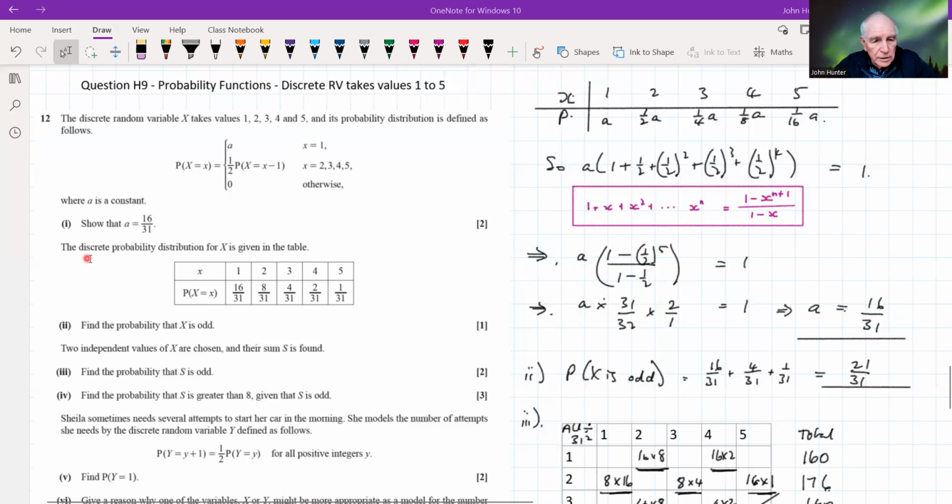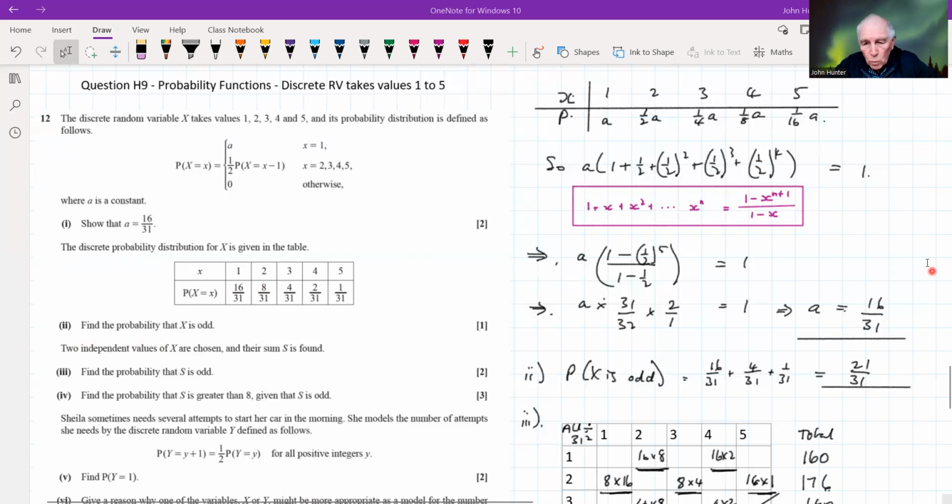It says that the discrete probability distribution for x is given in the table. Right, okay, now that we know what A is, we can calculate what the other ones are anyway. So we could have done that for ourselves. They've given it to us, but we could have done it ourselves. Find the probability that x is odd.